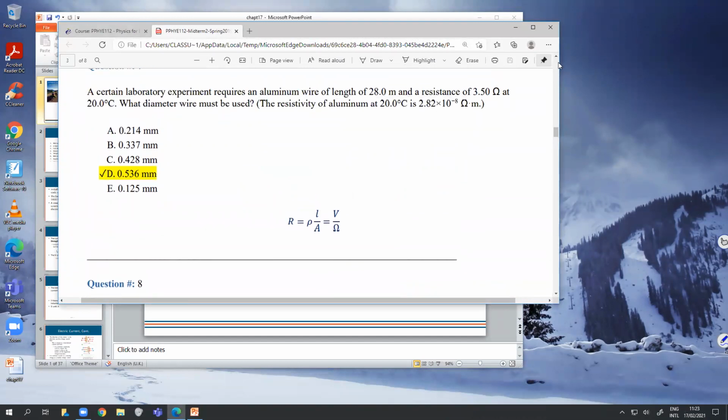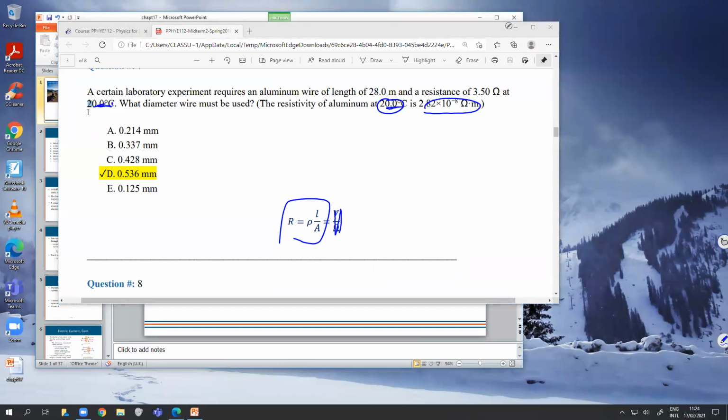We got another question, again direct substitution. A certain laboratory experiment requires an aluminum wire of length 28 meters and a resistance of 3.5 ohms at 20 degrees. What diameter wire must be used? Well, the question has not been done for some reason, only the equation is given. So it's based on the definition of resistivity. The resistivity is given to us at a certain temperature, because it can change with temperature. So anyway, we can just ignore that because we keep the same temperature.